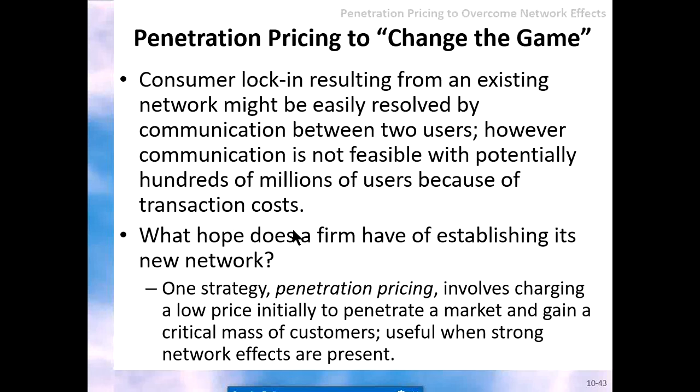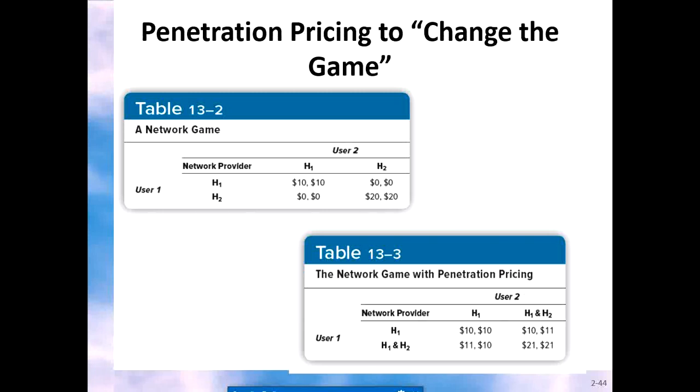So one strategy we call penetration pricing involves charging a low price initially to penetrate a market and gain a critical mass of consumers, useful when strong network effects are present. So let's see this here. To see how a penetration pricing strategy can help a firm attract the critical mass of users on its network, notice that the value of users having access to both networks is at least as large as the value of using either network individually. Consequently, if the new network provider pays users a small amount of only $1 to try out its service, then during this trial period, the game facing consumers would change from table 13.2 to table 13.3.